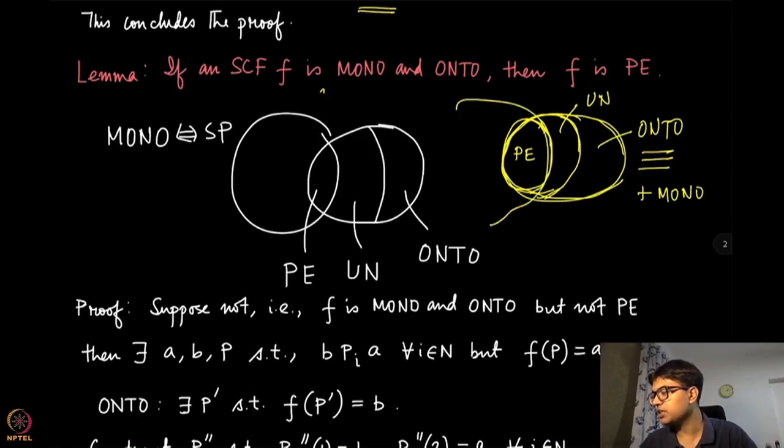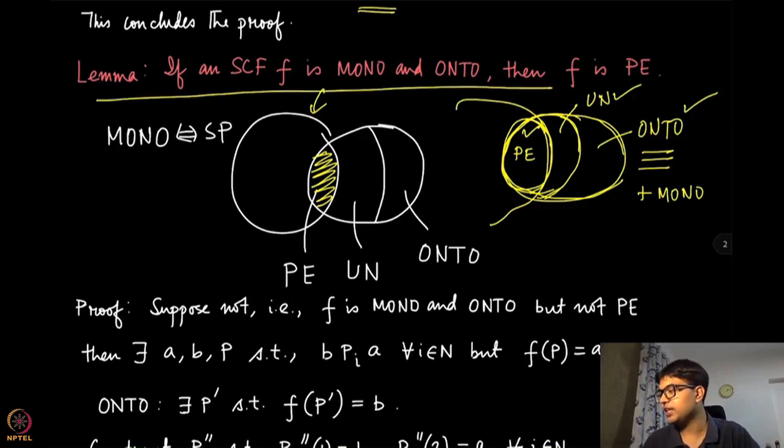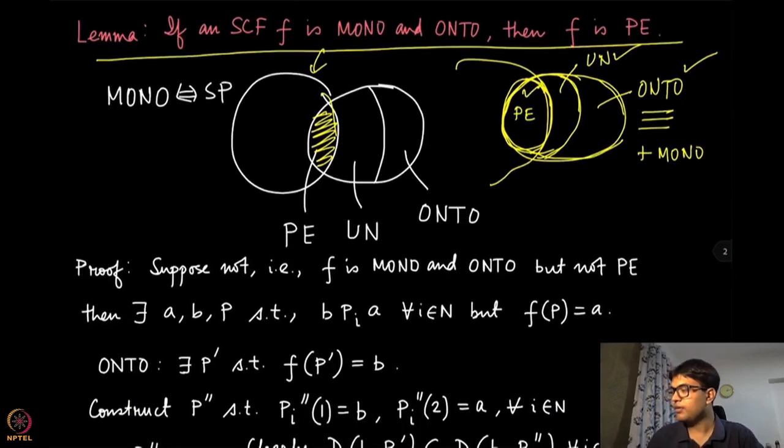So that is what this figure says, that you will only hit this particular place, and therefore whenever we are looking at only social choice functions that are monotone or strategy proof, Pareto efficiency, unanimity, and ontoness are one and the same. There is no difference between them. There cannot be a social choice function which is monotone and onto, but not Pareto efficient. That is exactly what this lemma is saying: you can shrink this set into only Pareto efficient allocations.